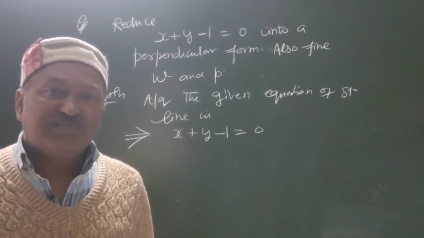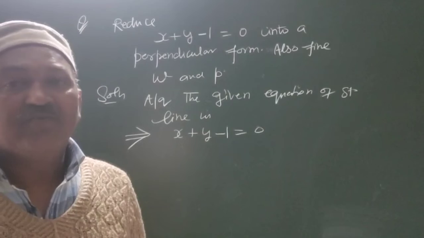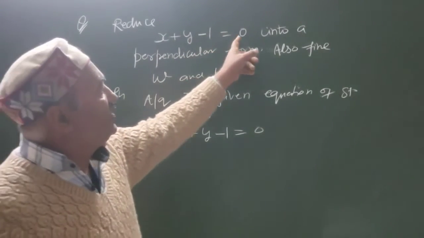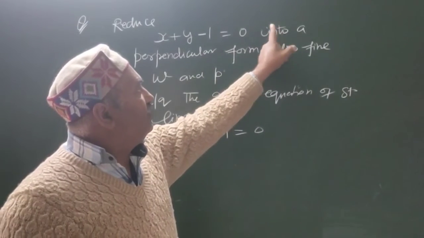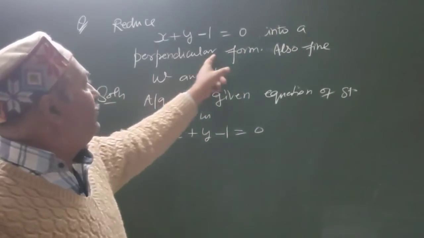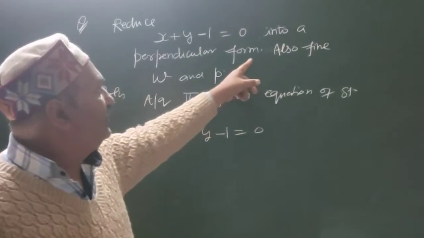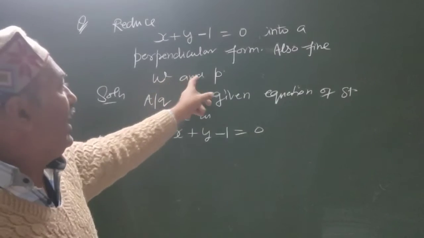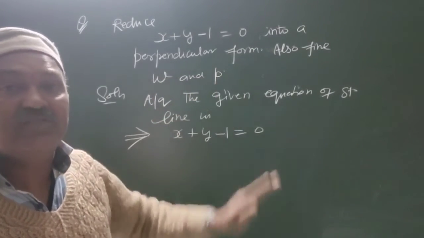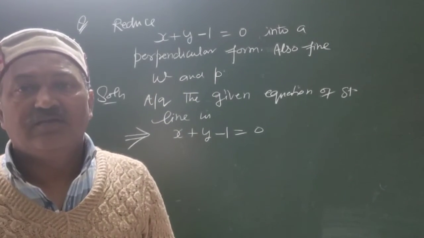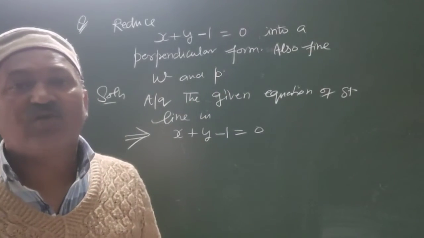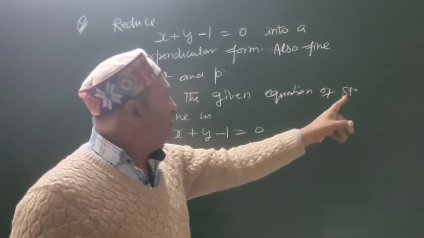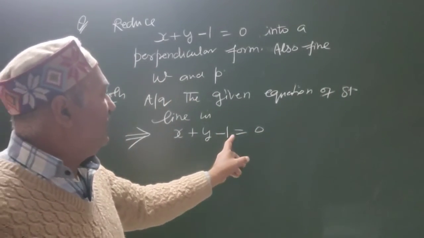Now, let us discuss one of the applications of the perpendicular form. Question is, reduce x plus y minus 1 is equal to 0 into a perpendicular form. Also find the inclination of that perpendicular, omega, and the length of the perpendicular from origin to that straight line. Omega and p are our requirement. According to the question, the given equation of the straight line is x plus y minus 1 is equal to 0.